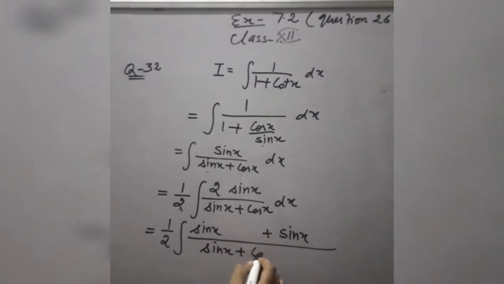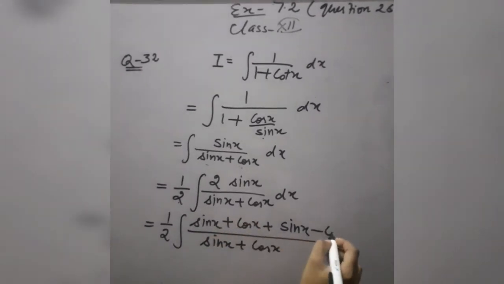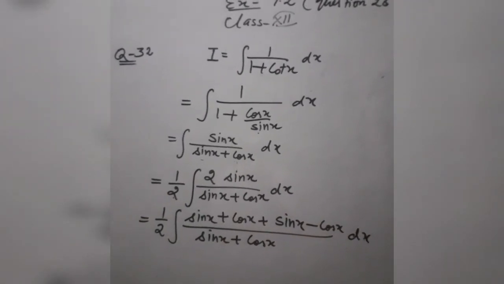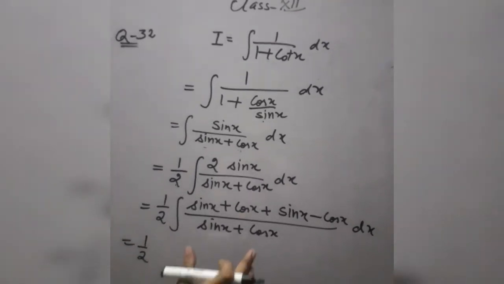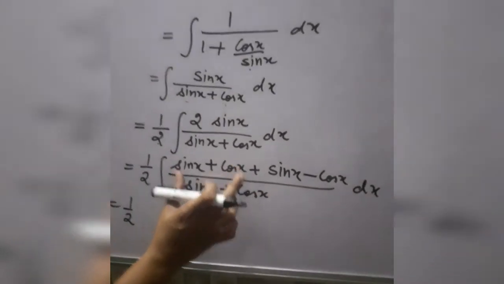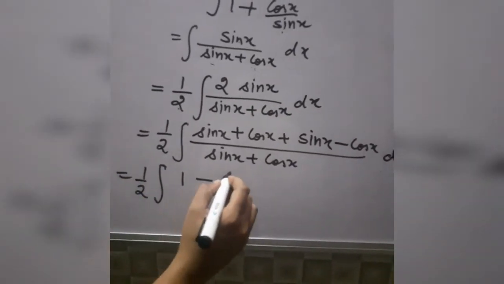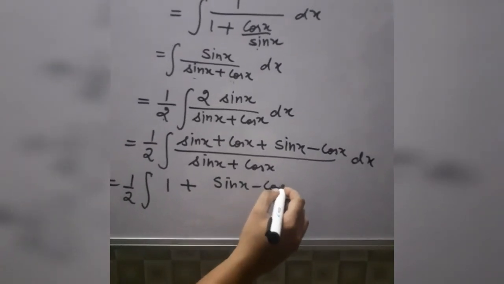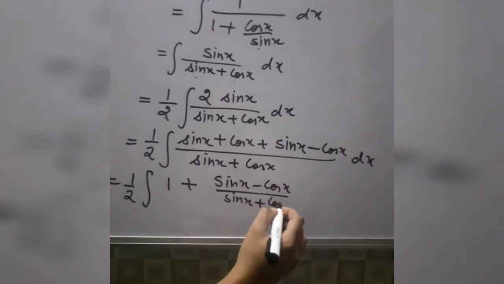In the next step, you will add cos x and subtract cos x, because when you add and subtract the same term, the result will again remain as it is. Now see very carefully, when you take the sin x plus cos x with this term, it becomes 1. And here the second part, sin x minus cos x, is divided by sin x plus cos x.